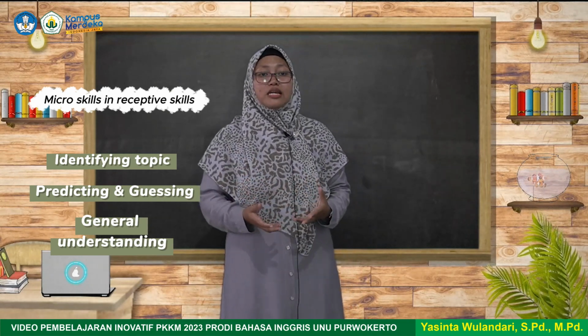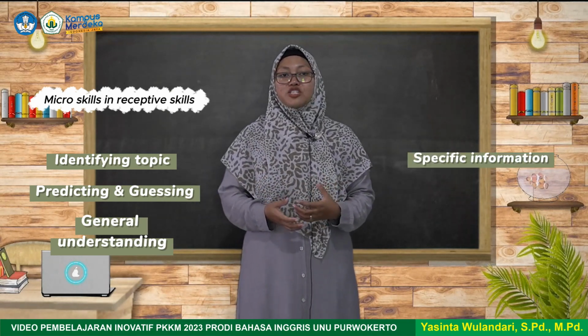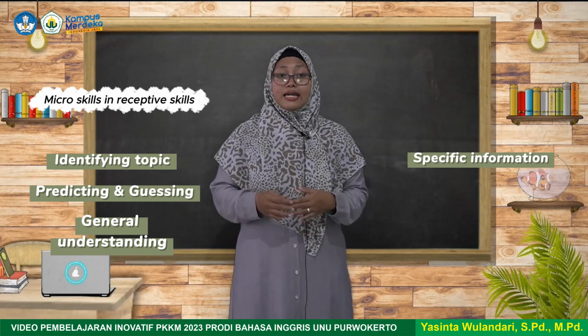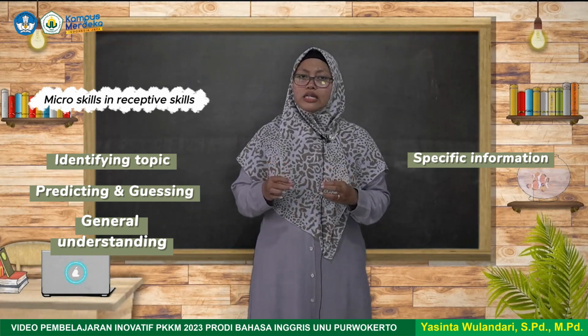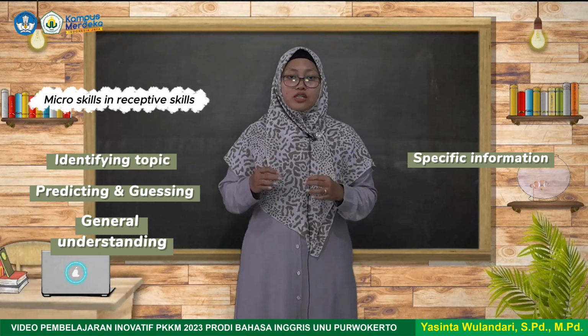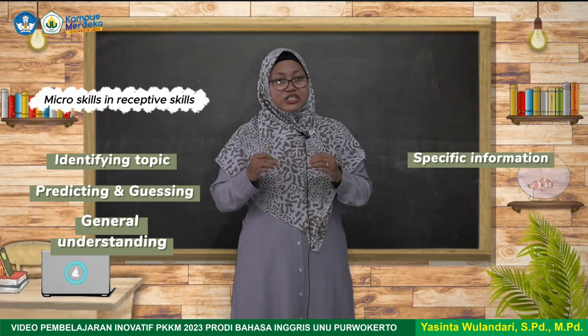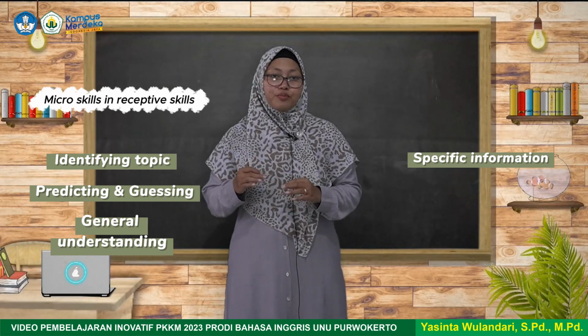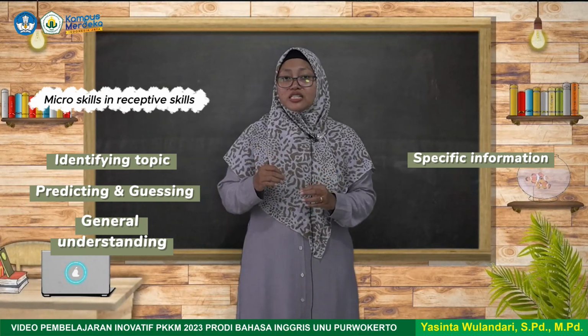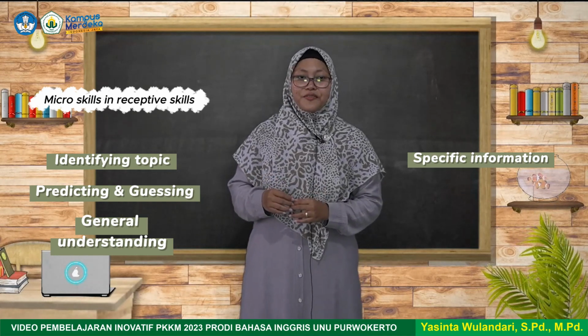And then the next one is reading and listening for specific information. In this kind of micro skill, the student will only concentrate on a particular item that interests the students, and they may ignore all other information except for the specific item that they are looking for.